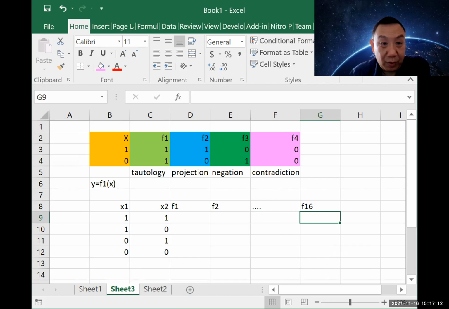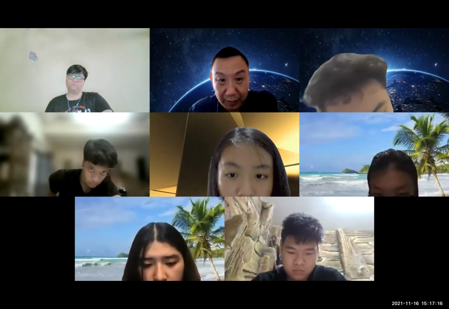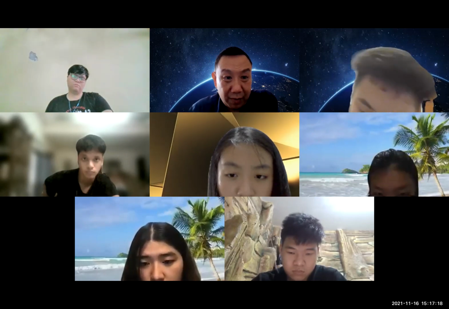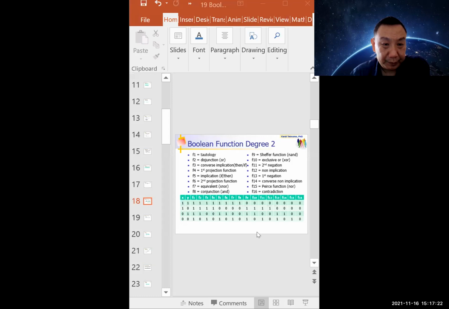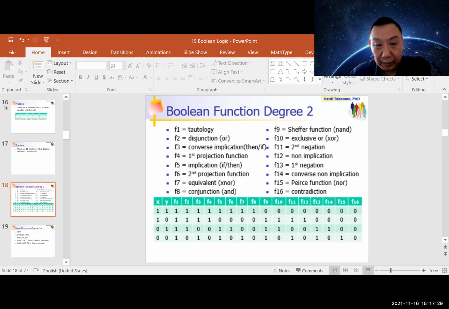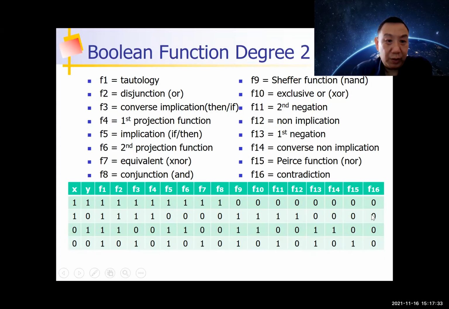So now if you go to the slide, I don't want to do it in here. If you go to the slide, we have listed that. So this is the input. Okay, in this case, two inputs, right? X and Y. The output is F1, F2 until F16.